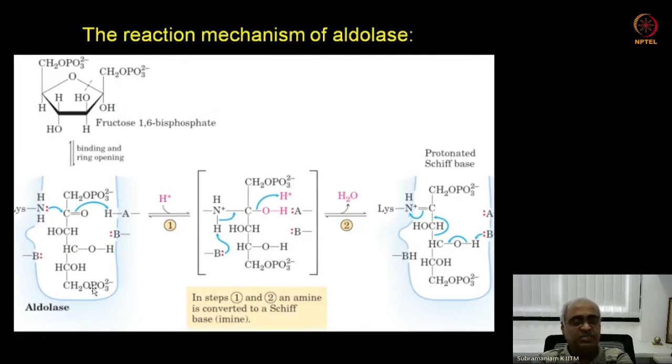Here it is Schiff's base formation with the amino group of the lysine side chain. You know, the lysine side chain is CH2, CH2, CH2, NH2. And that amino group participates in this. Okay, so this is a nucleophile and this is the positively charged one. And this nucleophilic attack leads to the Schiff's base formation. So this is an imine version of the Schiff's base.